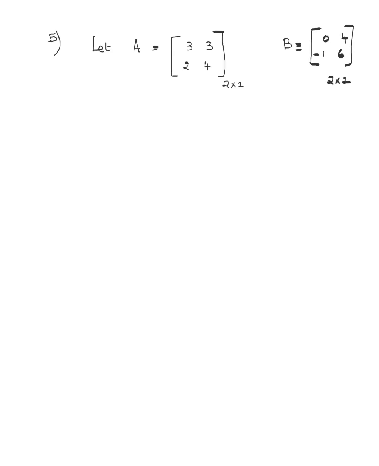Number 5, we are given 2 matrices. Let A be one matrix, a 2 by 2 matrix. And B is another 2 by 2 matrix. Now we have to find 4 times A plus B. So we're going to learn about scalar multiplication.